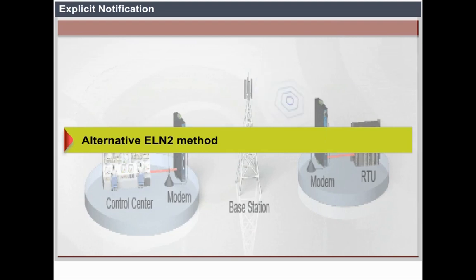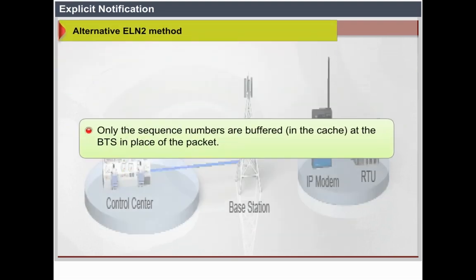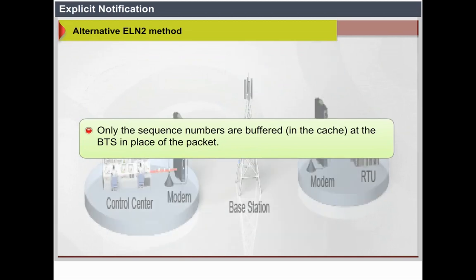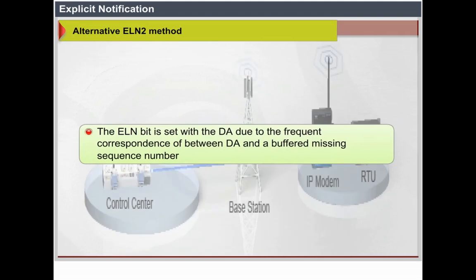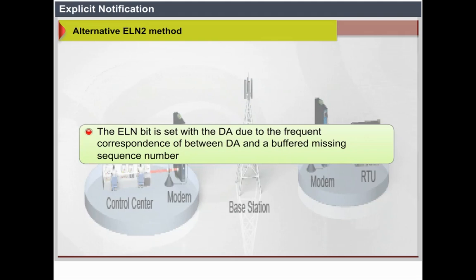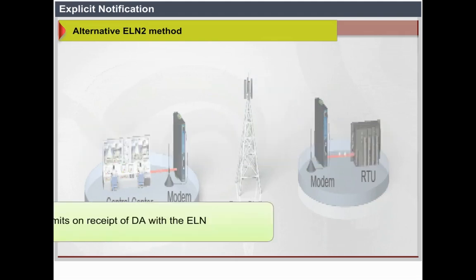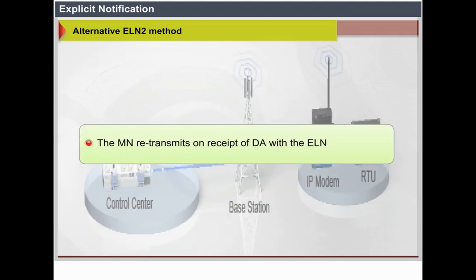Alternative ELN2 method. Only the sequence numbers are buffered in the cache at the BTS in place of the packet. Whenever a DA corresponds to a buffered missing sequence number, the ELN bit is set with the DA. The MN retransmits on receipt of the DA with the ELN.